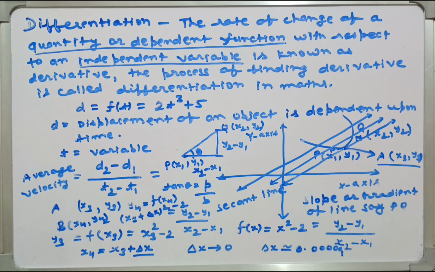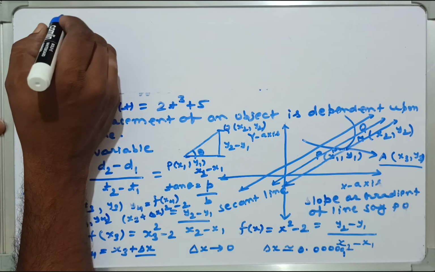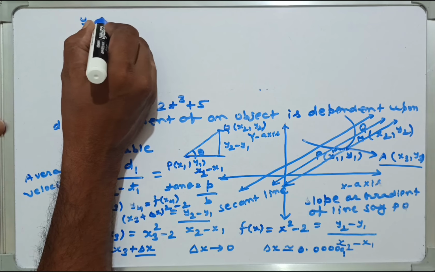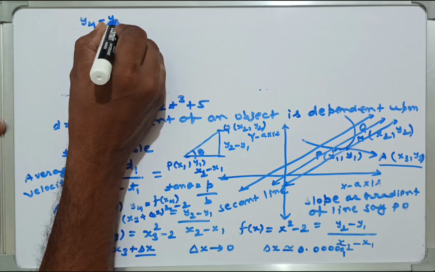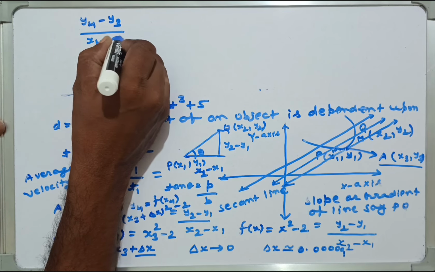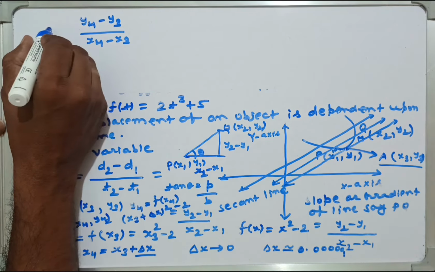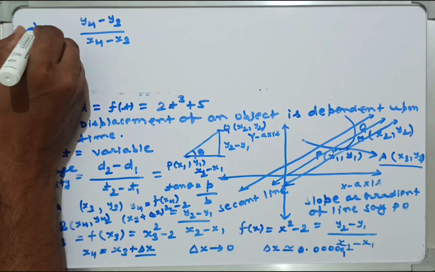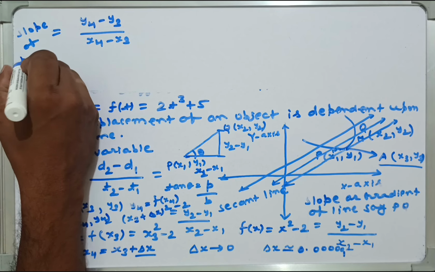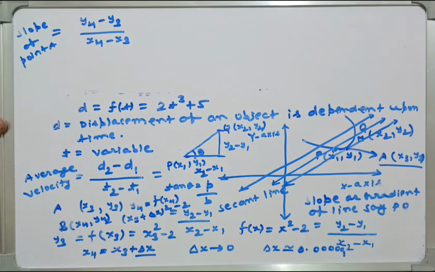See here, the slope at point A can be written as y4 minus y3 divided by x4 minus x3. Okay, so here is the slope of point A, like this.